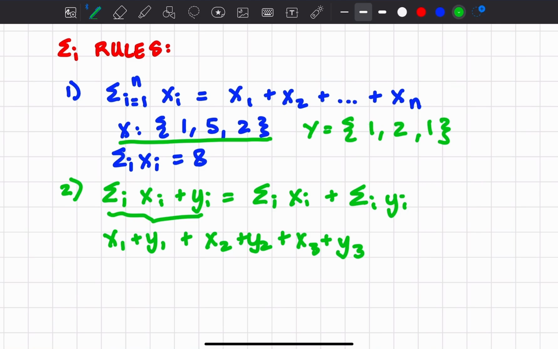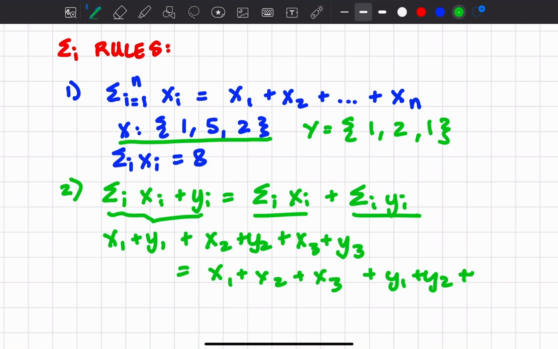Since addition is, you can rearrange stuff under addition, that's also equal to just summing up the x's and then summing up the y's. So that's also equal to x1 plus x2 plus x3 plus y1 plus y2 plus y3. So it should be obvious that's true.